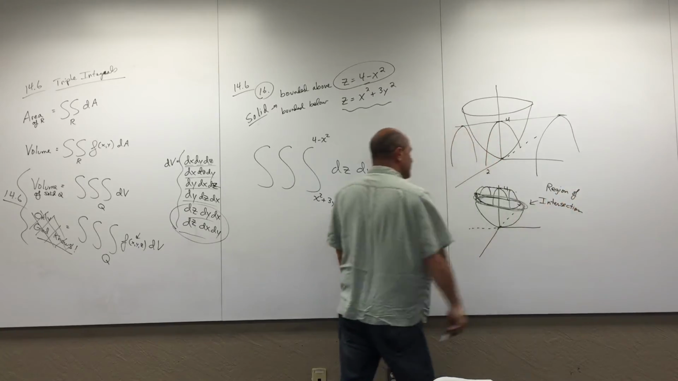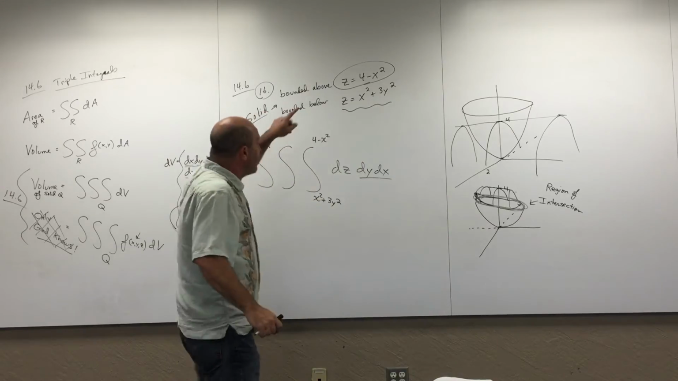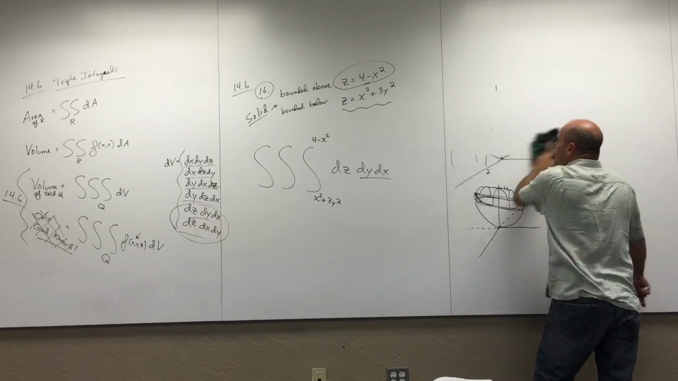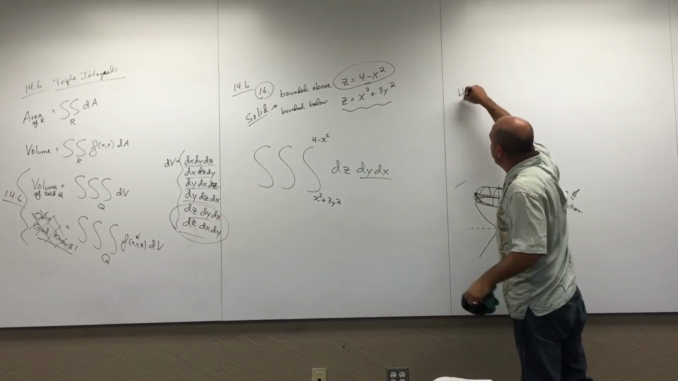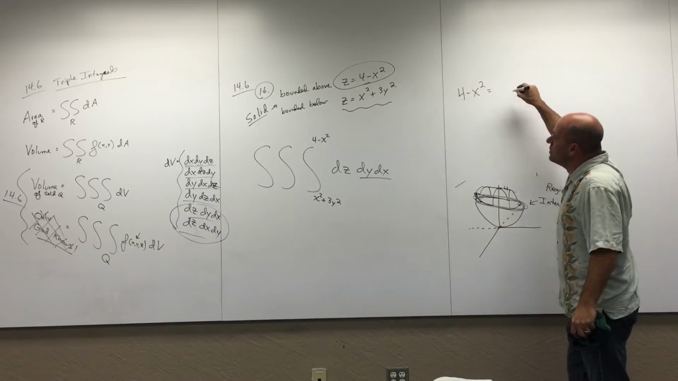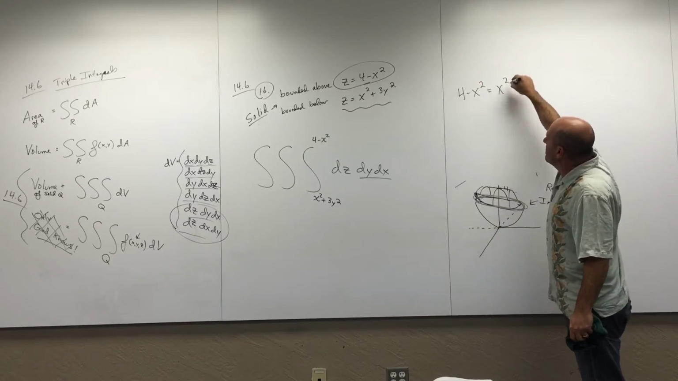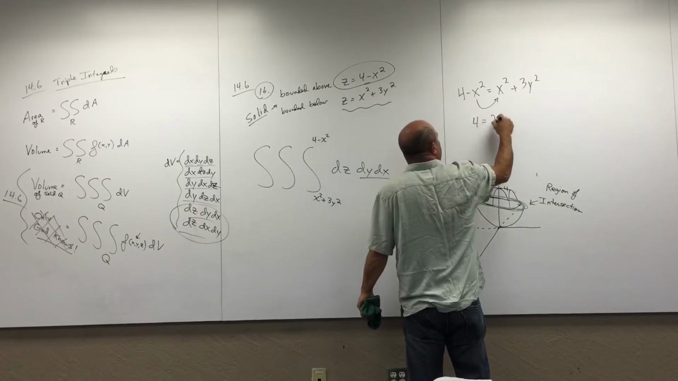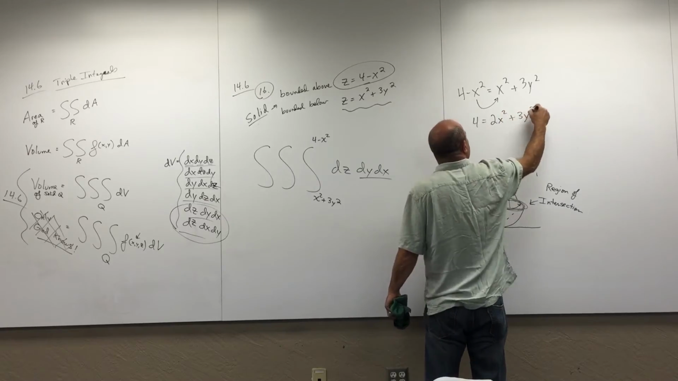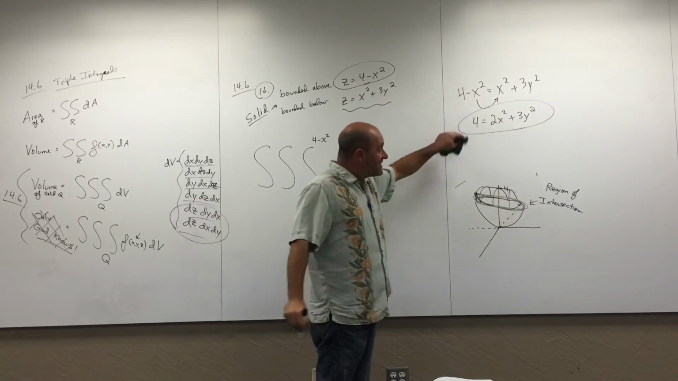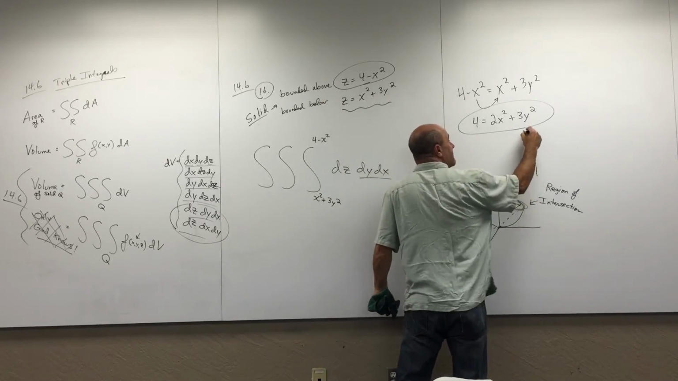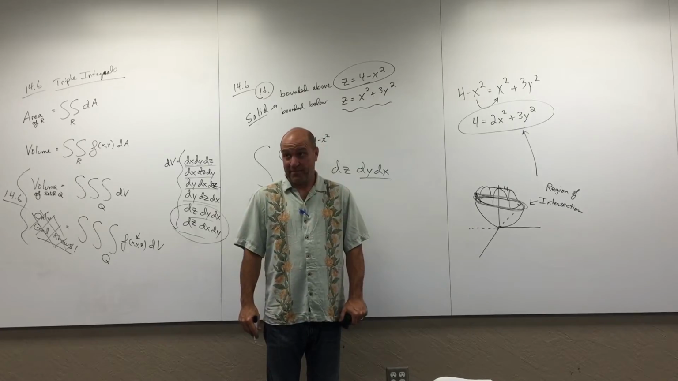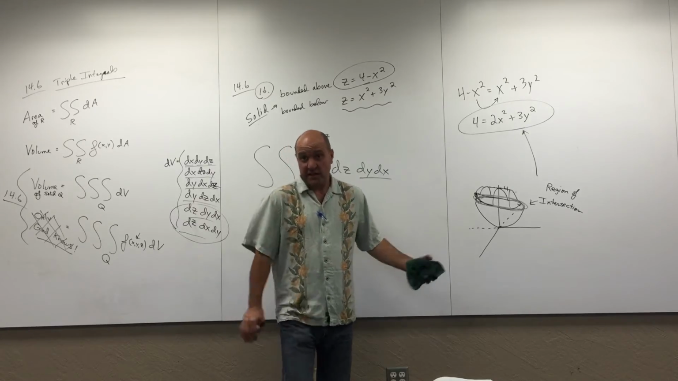How would you do that, you guys? Set the z's equal to each other. Probably set this z equal to that z, exactly. Wonder what happens. That 4 minus x squared should equal that other guy. I'm going to add this over there. I'm going to get 2x squared plus 3y squared equals 4. That's the region of intersection. Do you know what that is? You should know what that is. It's an ellipse.